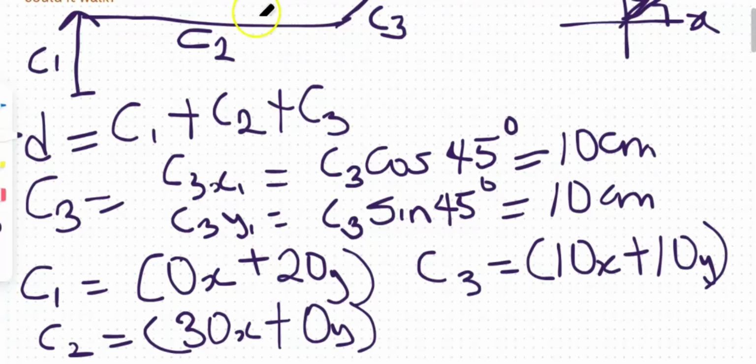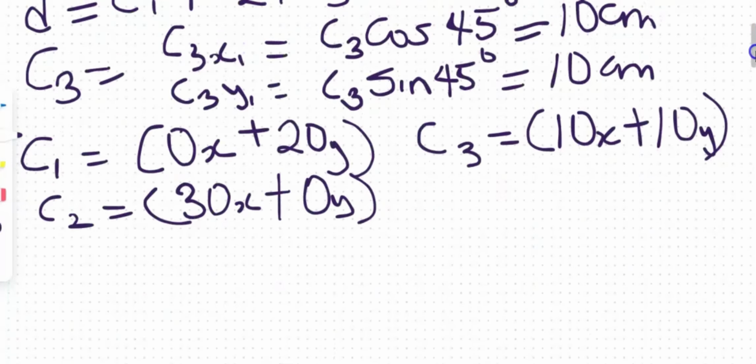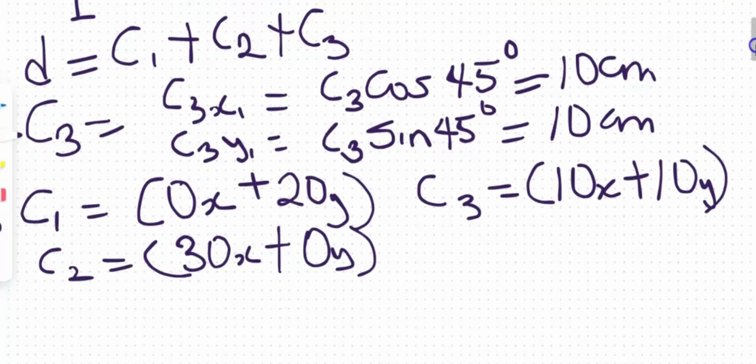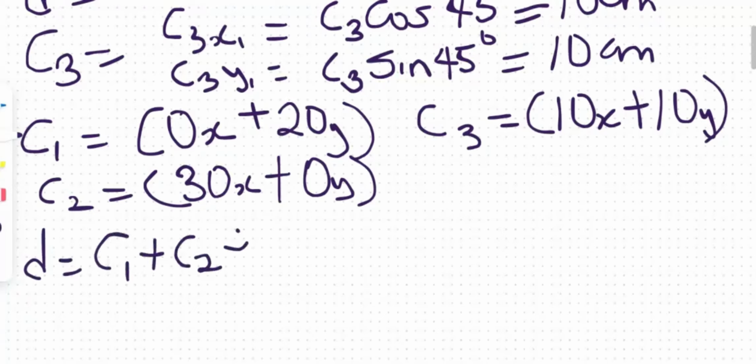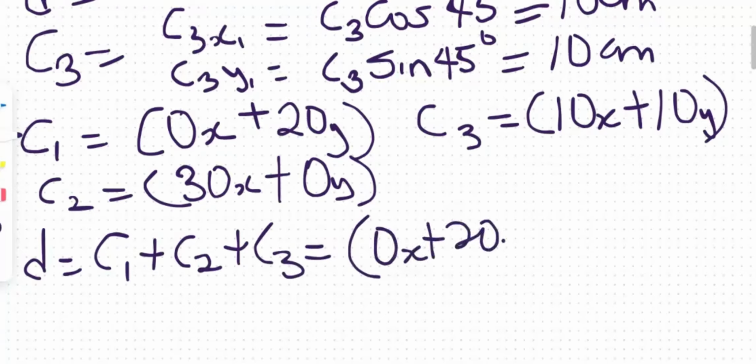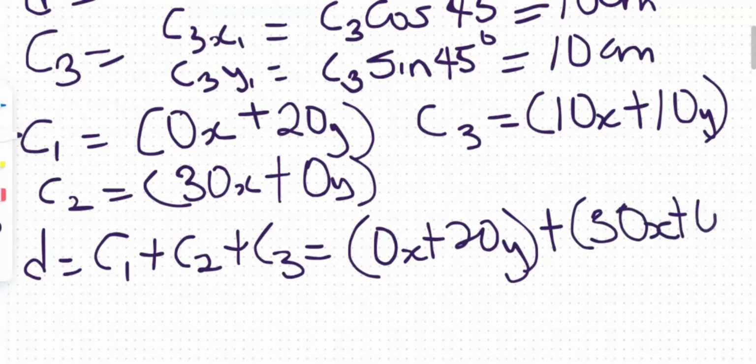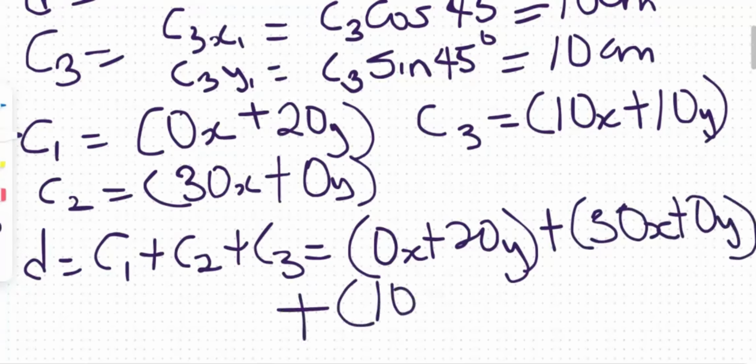Okay? Now let's go further down. The question says, what is the distance D? So right now we have D is equals to C1 plus C2 plus C3, which will be 0x plus 20y, plus 30x plus 0y, plus 10x plus 10y.